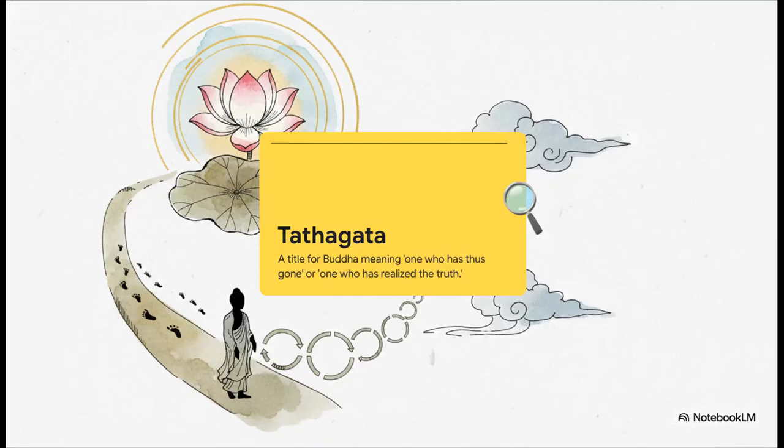And finally, let's look at a title that's often used for the Buddha himself, Tathagata. It means something like one who has thus gone, or one who has realized the truth. And it's so significant because it means he didn't just talk about the path. He walked it, he completed it, and he went beyond the cycle of suffering. It's a title that really captures his entire achievement.